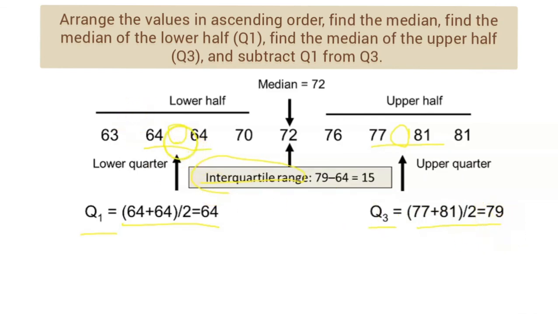The median of the lower half is what you call the first quartile, or Q1. The median of the upper half is what you call the third quartile, or Q3. Then you get the difference between Q3 and Q1. The difference is what you call the interquartile range.